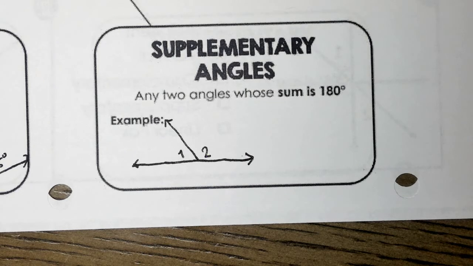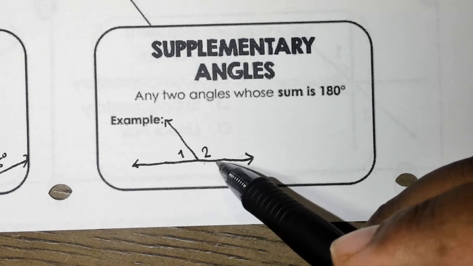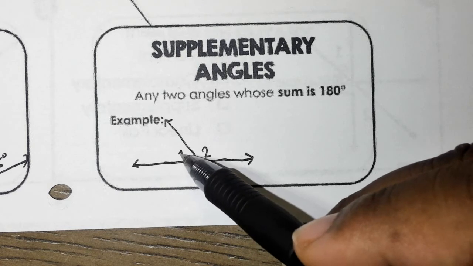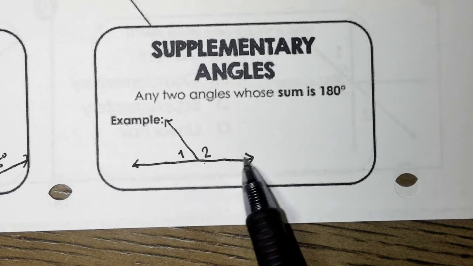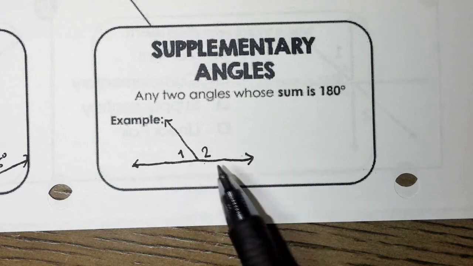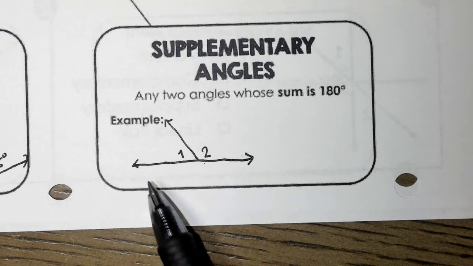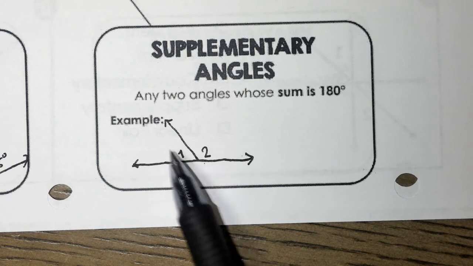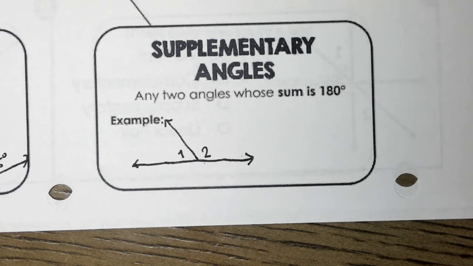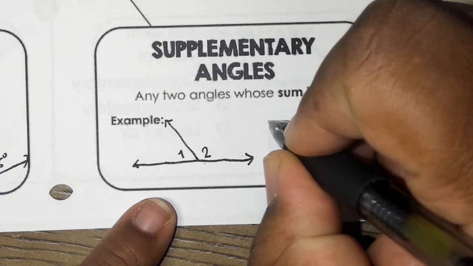So these two will be supplementary, because I know since they form a straight line, they have to add up to 180. Even though I don't know the value of these two, I know since they form a straight line right here, they have to add up to 180 degrees. So I can just look at this and say, okay, angle 1 and angle 2 are supplementary because they form a line. And they're also adjacent because they sit side by side. But like I told you on the last problem, two angles don't have to sit next to each other to be supplementary.